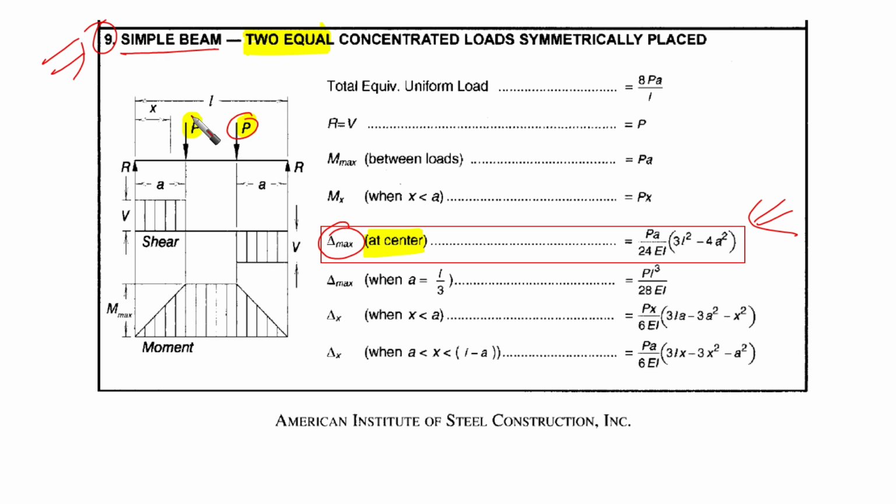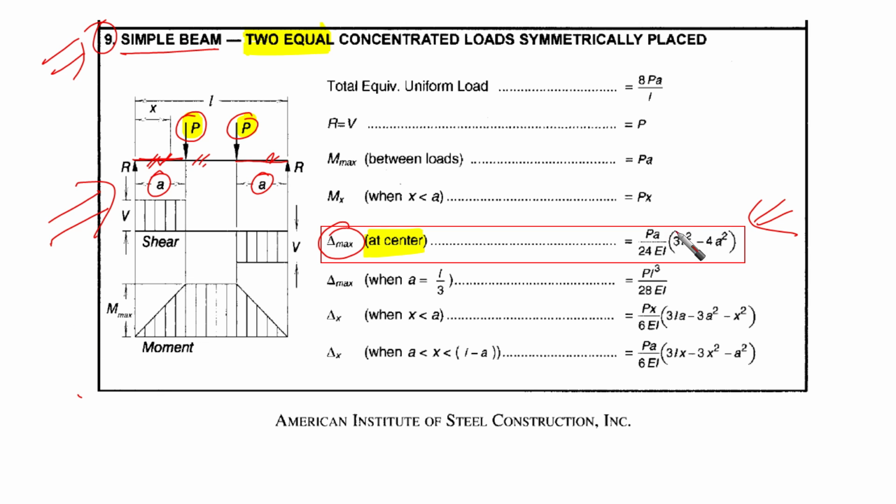We have 2 concentrated loads, and they are dividing the beam into 3 parts, maybe equal parts, I'm not sure, but at least the most left and most right parts are equal. So this is our case without a doubt.